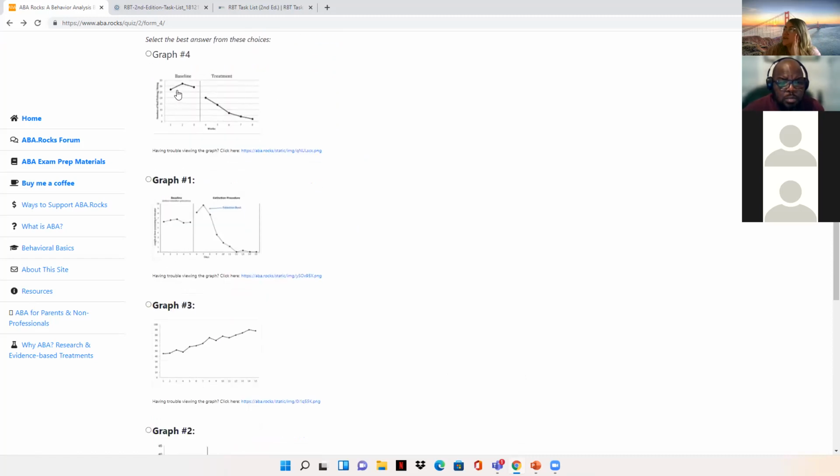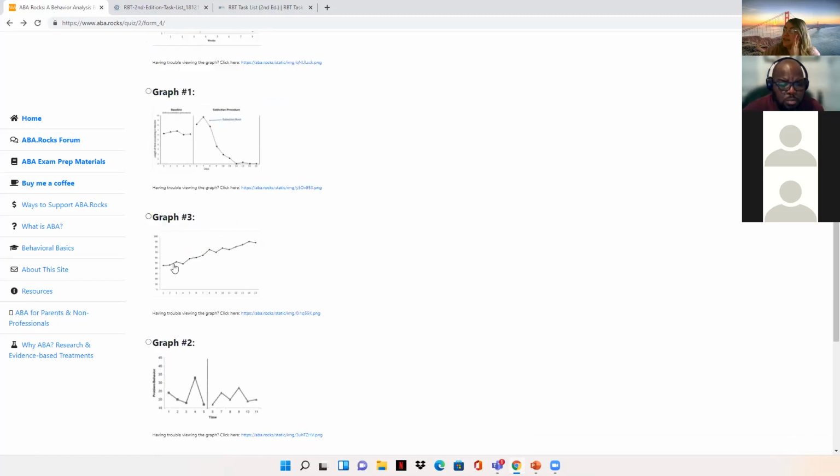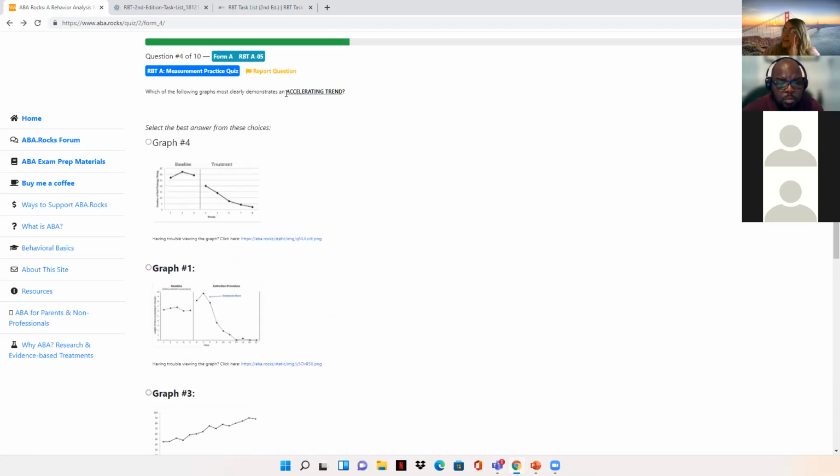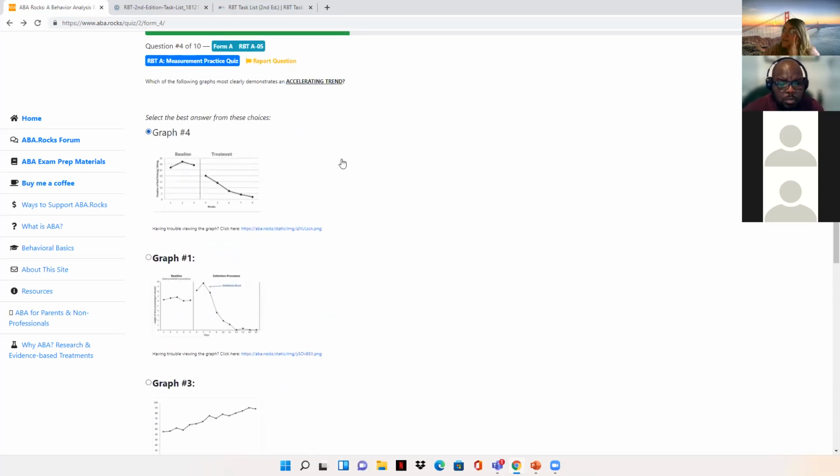So on this one, we have baseline. So we took a baseline and he displayed the behavior up here. And then we started our intervention and then his behavior started going like this. Over here, we took a baseline, behaviors here, and then it goes like boom, boom, boom, boom, boom, and then all over the place. And then on this graph, it's going like this. And then this graph is just all over the place. So which one is showing an accelerating trend?